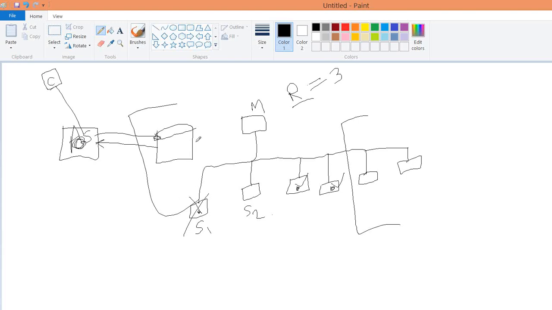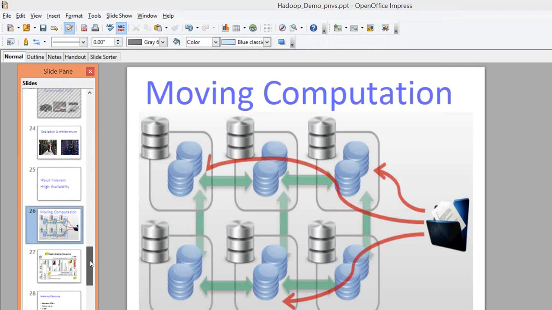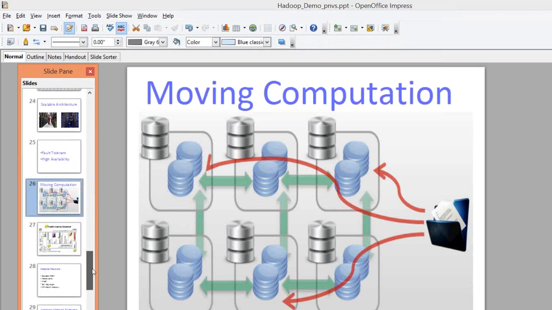But here in Hadoop, the data and the application both will be in a single machine. Wherever the data is, the software will be copied to those system nodes, and then it will execute in the same system. So then it will be very fast compared to other systems, right? Yes. So these are the very good features of Hadoop.